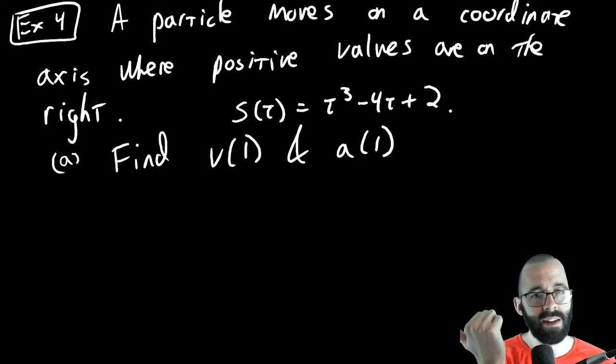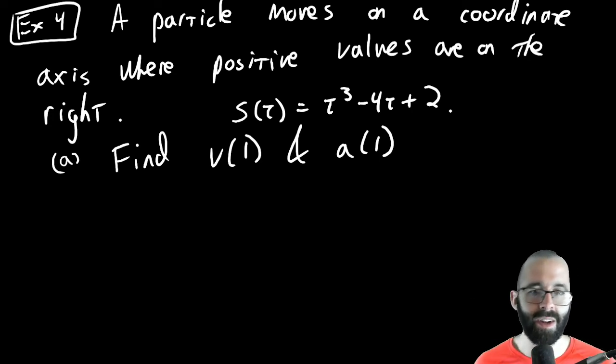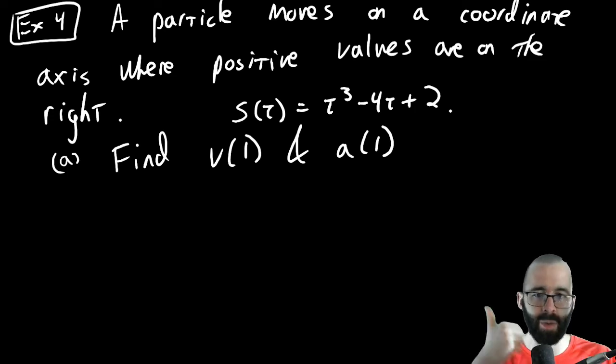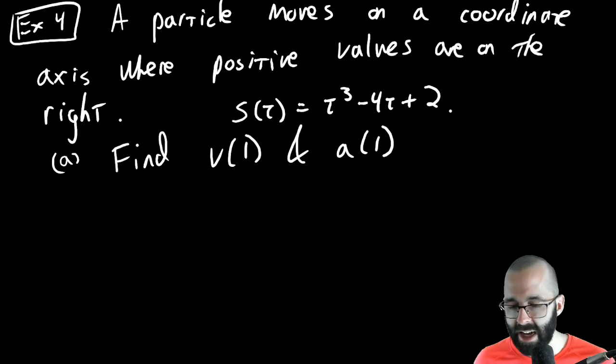If your velocity is negative and your acceleration is also negative, that also means you're speeding up. So a negative acceleration can still mean that you're speeding up. It just depends on which way you're going. Anyway, that's kind of getting ahead of myself a little bit.